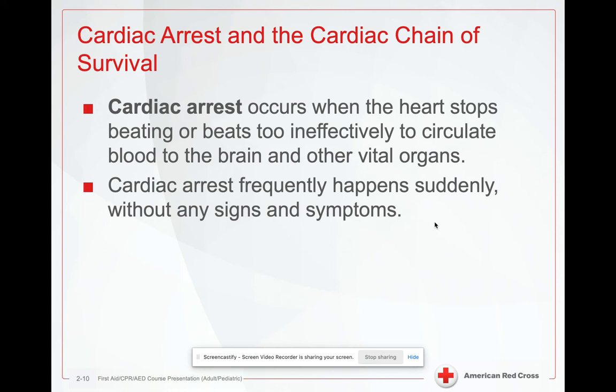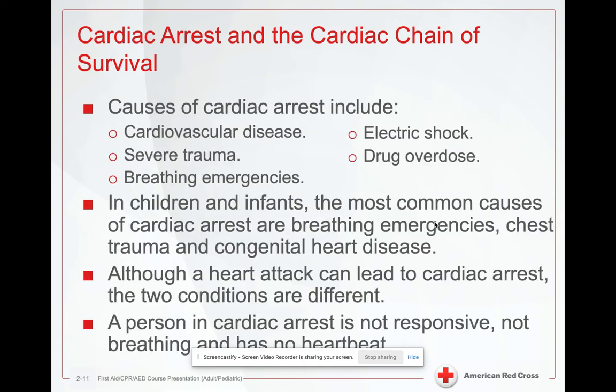Cardiac arrest frequently happens suddenly without any signs or symptoms, so it may just come on quickly. There are a couple of different reasons that a person could have cardiac arrest. They may have cardiovascular disease, maybe due to an electric shock or a drug overdose, maybe due to severe trauma, or breathing emergencies. In children and infants, the most common causes of cardiac arrest are breathing emergencies, chest trauma, and congenital heart disease.